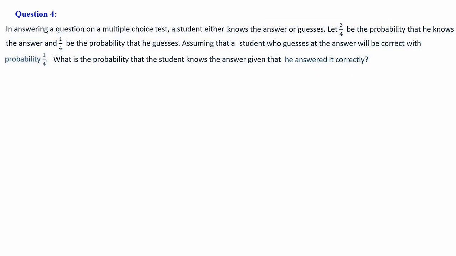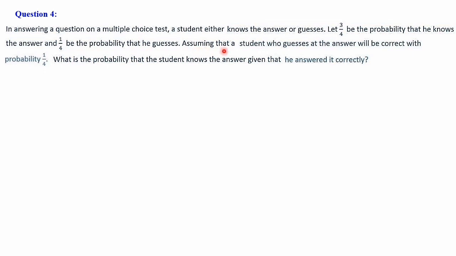Let's go through the question. While answering a multiple choice question, the student has two approaches. Either he knows the answer, in which case he will directly tell it, or if he doesn't know the answer, he will go for guessing. So there are two options, meaning two events, E1 and E2. E1 is knows the answer, E2 is guesses. The probability that he knows the answer is 3 by 4, so P of E1 is 3 by 4. And 1 by 4 is the probability that he guesses, so P of E2 is 1 by 4.